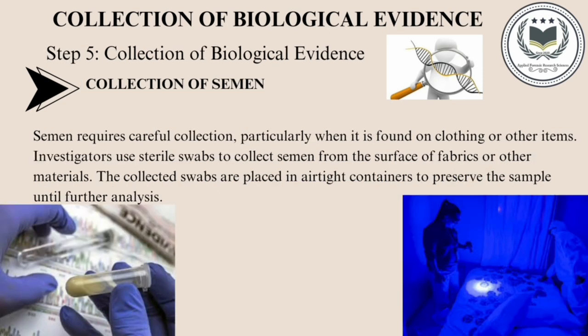Collection of semen. The collection of semen in forensic investigation is vital for cases involving sexual assault. Semen is often collected from a victim's body or clothing as well as from the crime scene or objects. Swabs are used to gather samples from areas like vagina, anus, or mouth depending upon the case specifics. In some instances, semen stains are collected from fabric or surfaces.